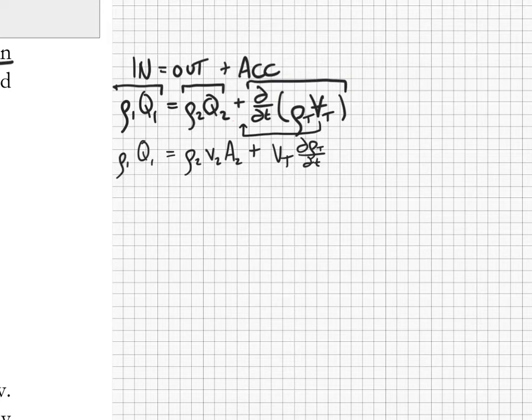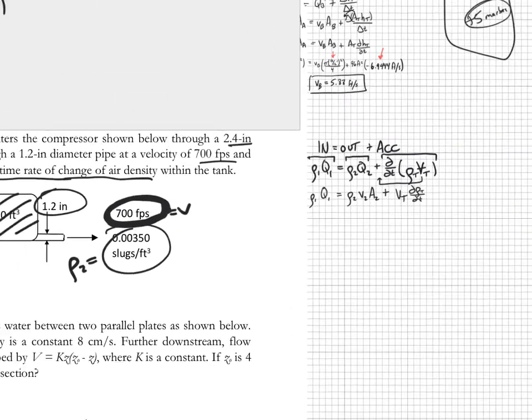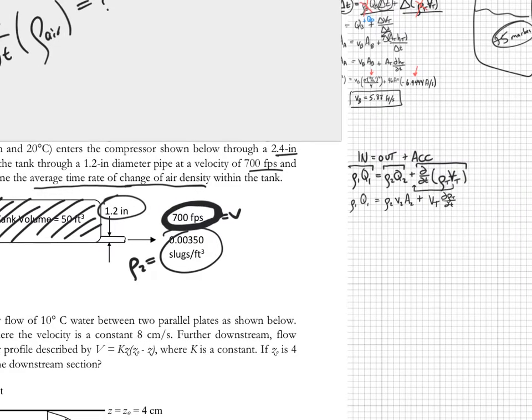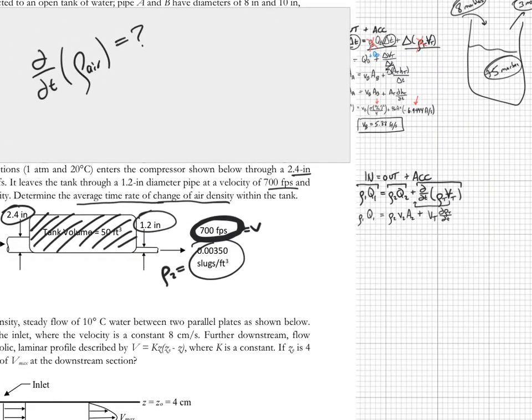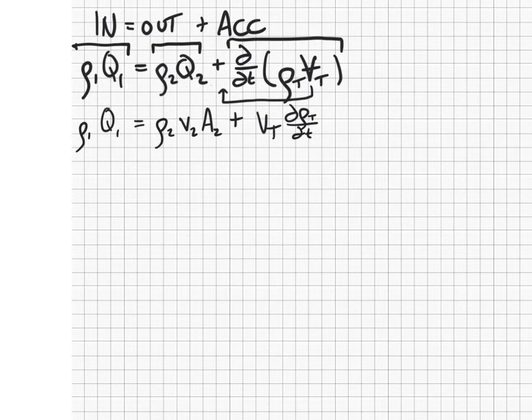So that's what we want to know. Is that what we want to know? I think that's what we want to know. Determine the time rate of change of air density within the tank. So I called it d rho air, we'll call it rho air in the tank. So let's go down here. This is what we're solving for.